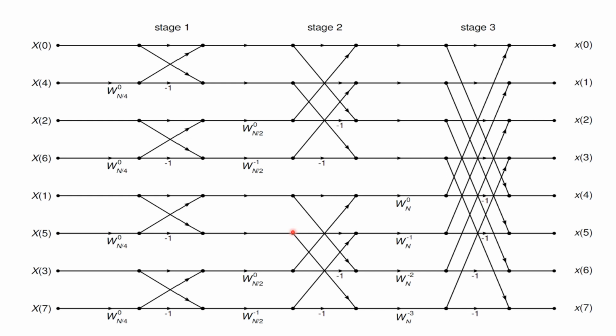And in the second stage, we can see two 4-point butterflies, and we need twiddle factors W n by 2 power 0 and W n by 2 power 1. So W n by 2 power 0 means W 8 by 2, which is W 4 power 0, W 4 power 1. And in a similar way for the second 4-point butterfly.